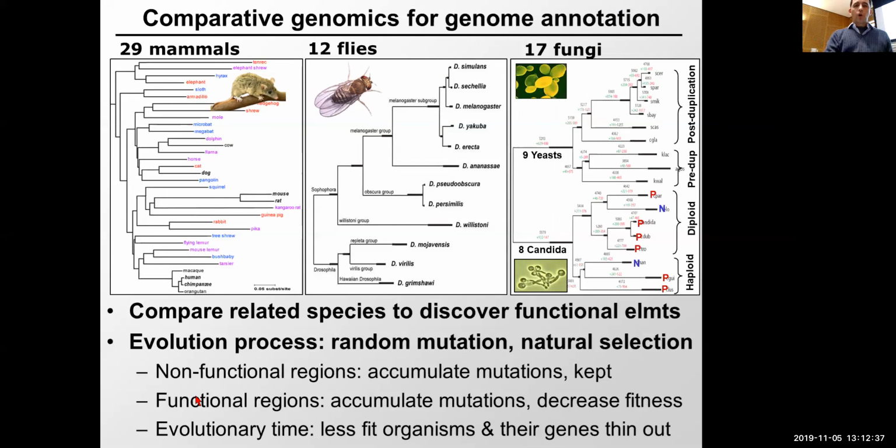Functional regions basically accumulate mutations at the same rate as non-functional regions. Both accumulate mutations. But these functional regions decrease fitness, whereas in non-functional regions, mutations can be perfectly well kept. Okay? And then, over evolutionary time, the less fit organisms and therefore their genes get thinned out. So any mutations that accumulated by disrupting these functional parts of the genome will be weeded out. Raise your hand if you're completely with me here.